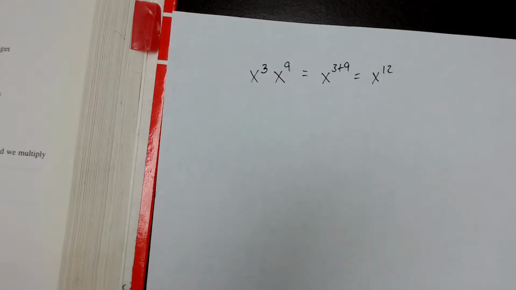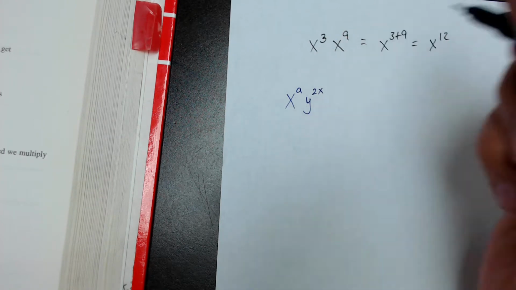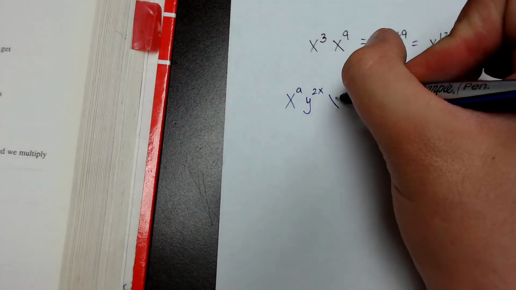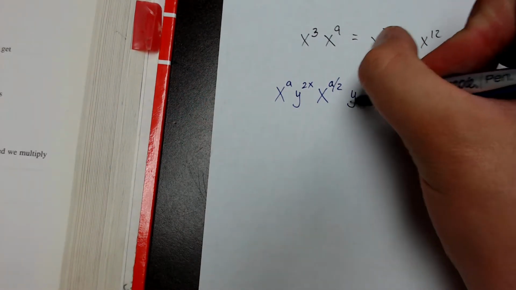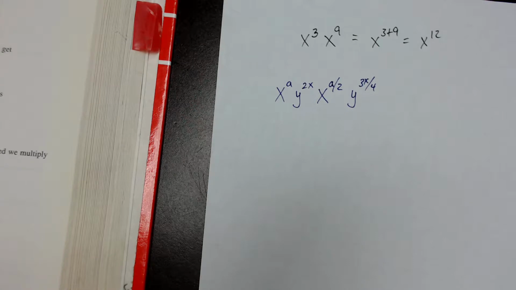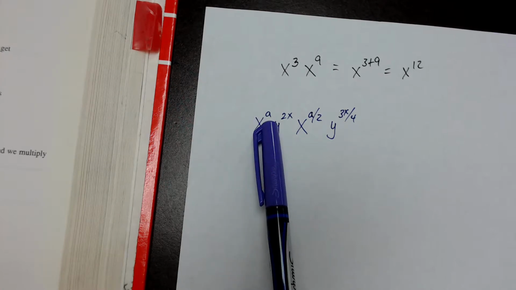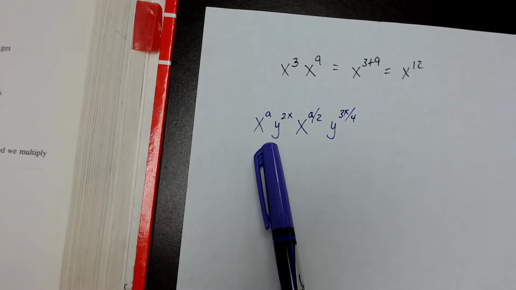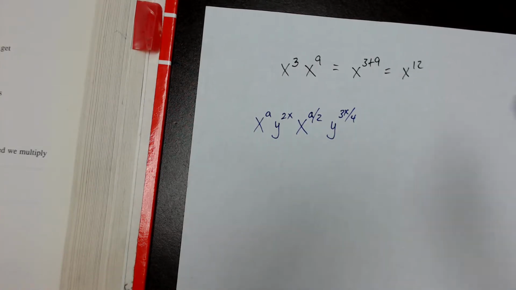So our first example, let me see if I can get this down right. We have x to the power of a times y to the power of 2x. And we have x to the power of a divided by 2, and then y to the power of 3x divided by 4. So again, to use this power rule, we have to group numbers that have the same base. So in this case, a will be added to a over 2, and then for y, 2x will be added to 3x over 4.